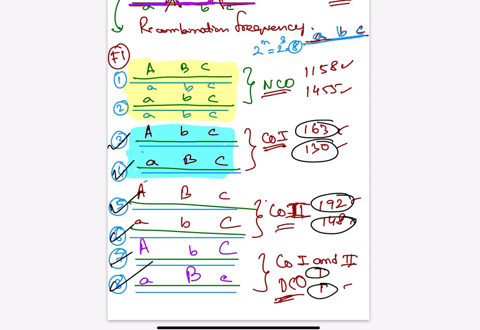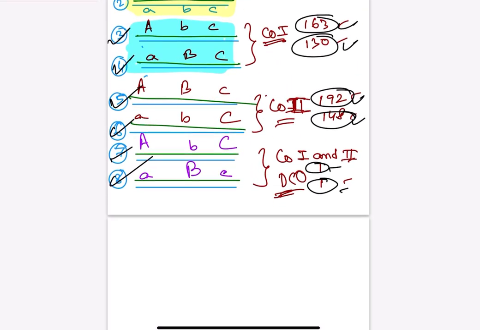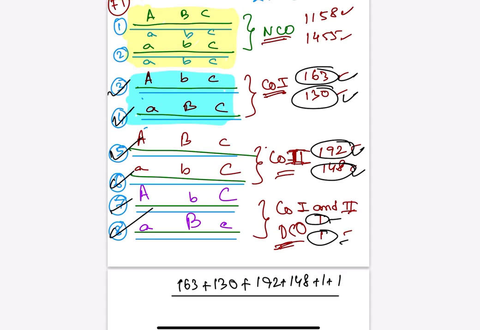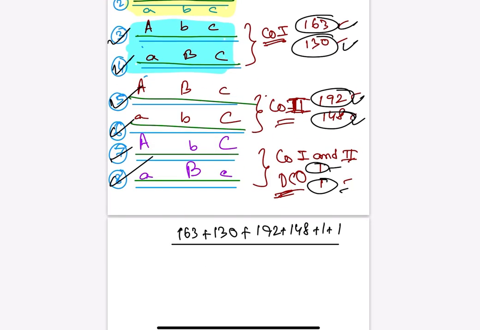Okay. So you just sum this up: 163 plus 130 plus 192 plus 148 plus 1 plus 1. Recombination frequency is the number of recombinants divided by the total number of individuals. Now you also add these and this. The total number of individuals, it will be how much? 3248. Okay, so it will be actually 295 by 3248.